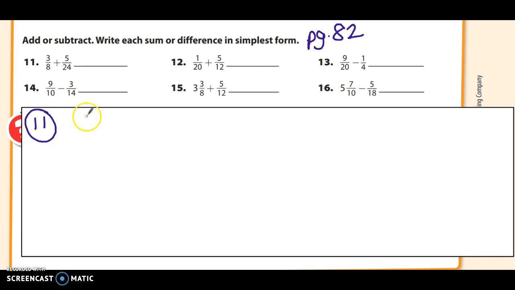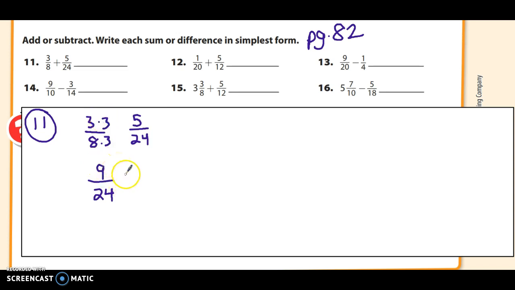It's 3/8 plus 5/24. And because I'm pretty good at my multiples here, this one's going to be pretty easy for me. Check this out. I know that the least common multiple of 8 and 24 is 24. So what does that mean? It means all I need to do to get a common denominator is multiply my denominator here by 3. So watch what happens. If I do 8 times 3, I get 24. Now this fraction will have a denominator of 24. You have to multiply the numerator by the same thing. So I get 9/24.